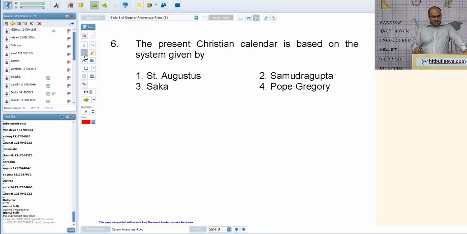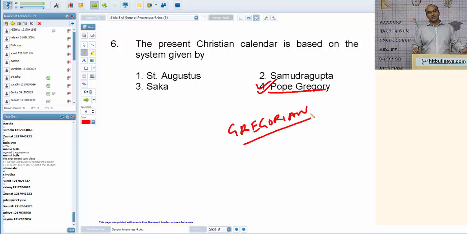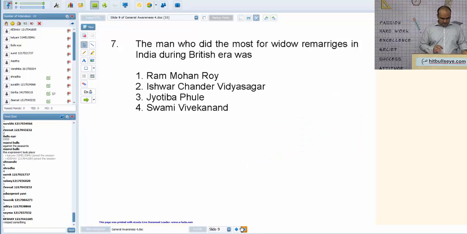Next, the present Christian calendar is based on the system given by... The first three answers that I got, they've got the correct answer. Pope Gregory. The calendar that we are using, the Western or Christian calendar, is known as the Gregorian calendar after Pope Gregory who suggested such a calendar. As far as the traditional Indian calendar is concerned, the name of that calendar is Vikrami Samvat. Some people write Vikrami, others would use Vikrami Samvat. Both are correct. Okay, next.